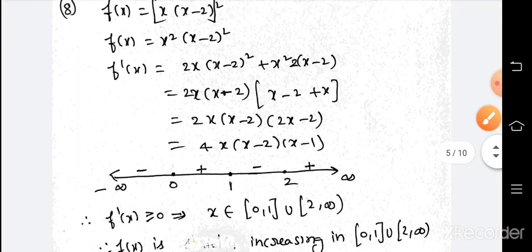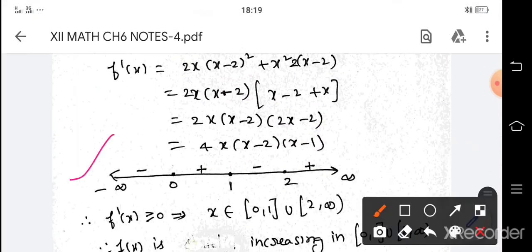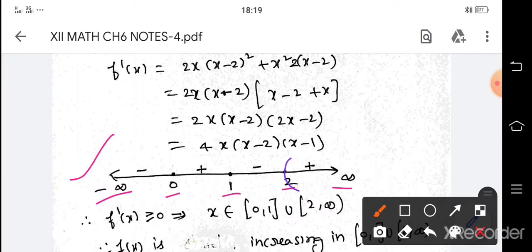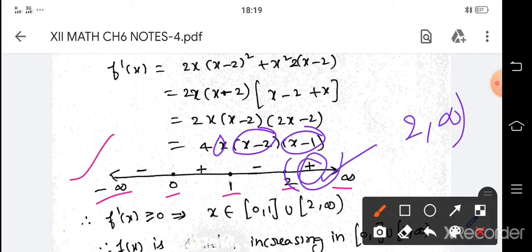So if I take the number line here, I have used the wavy curve directly here: 0, 1, 2, with minus infinity and infinity on the number line. They are asking us for increasing intervals. So let us consider this one. Look, take one number more than 2, take 3. Positive. 3 minus 2 is 1, positive. 3 minus 1 is 2, positive. That means it is positive. So 2 to infinity, it is declared positive.